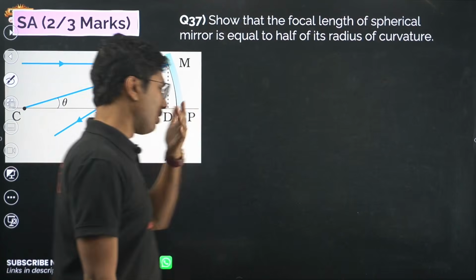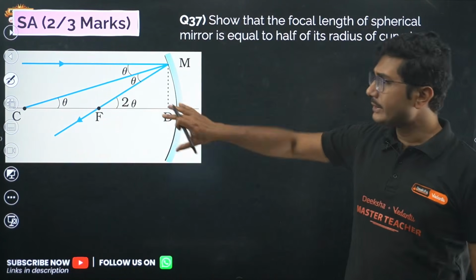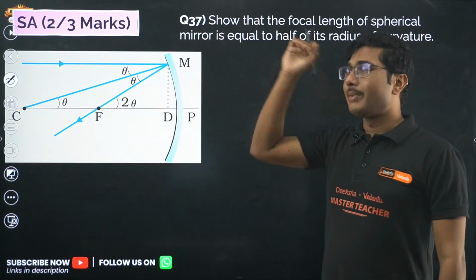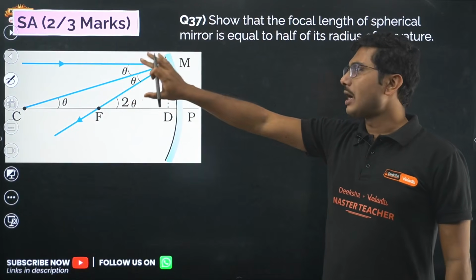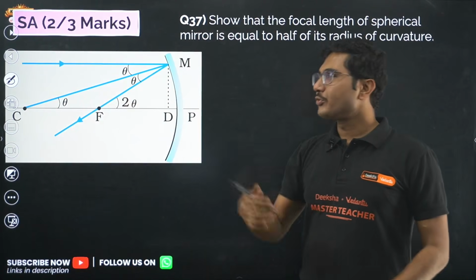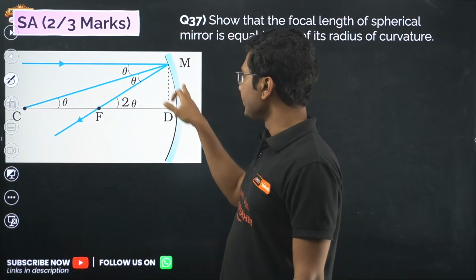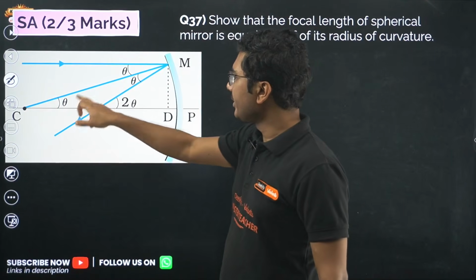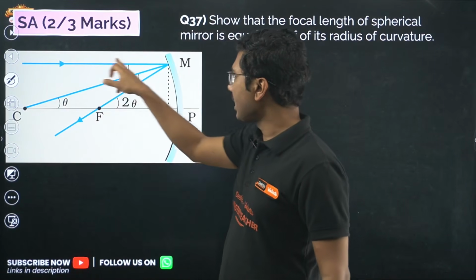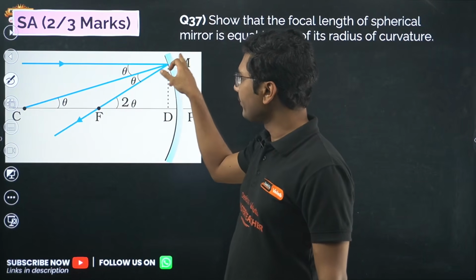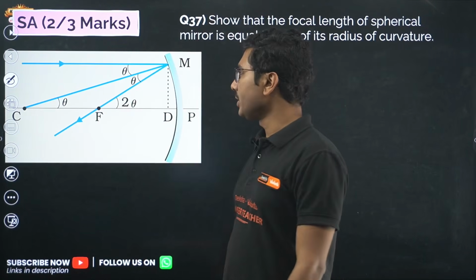Now, I have already done this derivation in my 2-3 marker session, but I don't want to draw it today. I have taken the image for that. So, the diagram you have to draw: this is a spherical mirror. This is the ray of light which is falling parallel to the principal axis, and after reflection it passes through the focus of the mirror.